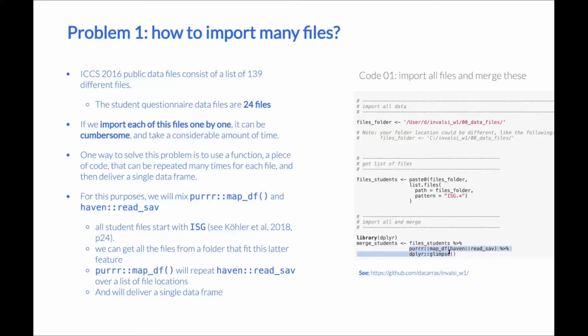And what this function is doing is that it's reading one by one all the 24 locations, then applying the haven function to read SPSS files. And then at the end, because this is a df function, instead of giving you a list, it's going to give you a full data frame in a single line. So we have just resolved the first problem: if we have many files, there are ways that we can work around it with code to avoid importing files one by one.